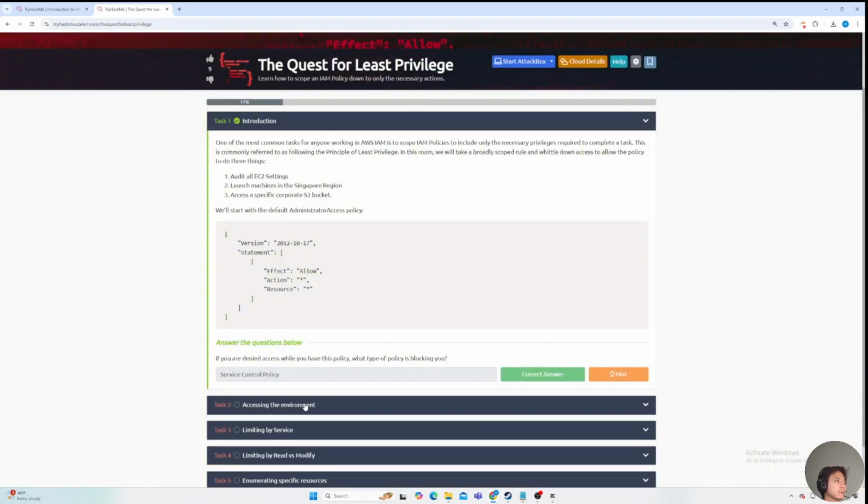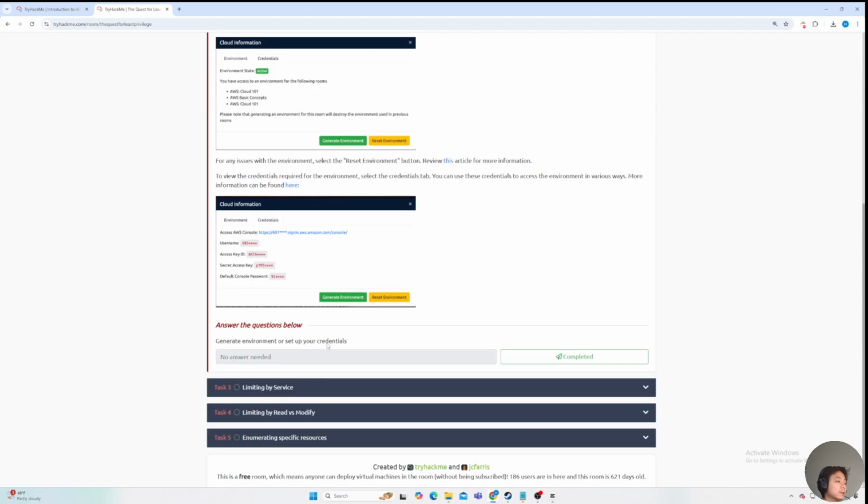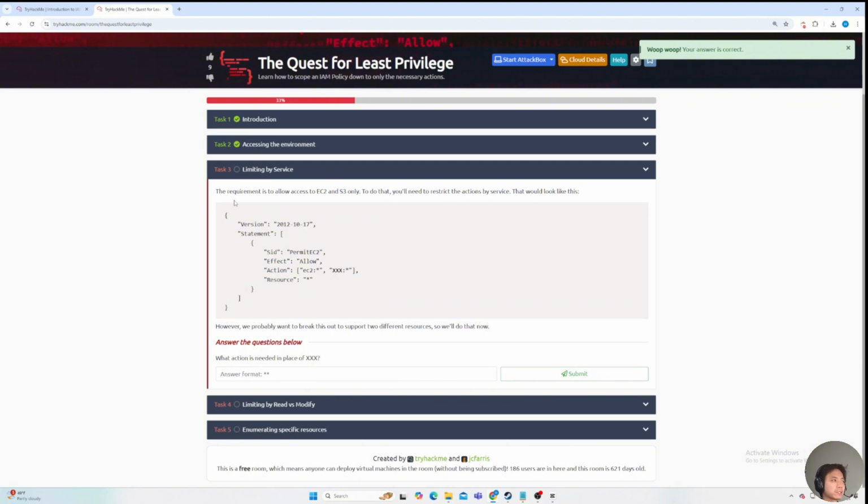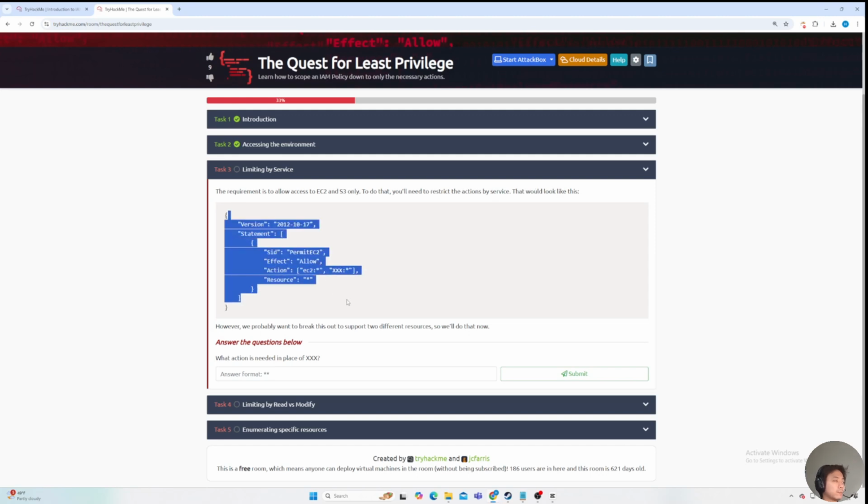Accessing the environment. Okay, complete. Limited by service. The requirement is to allow access to EC2 and S3 only. To do that, you need to restrict the actions by service. That will look like this. Okay, so this is the policy. The effect is allow, and then the action is EC2:* and then XXX:*.